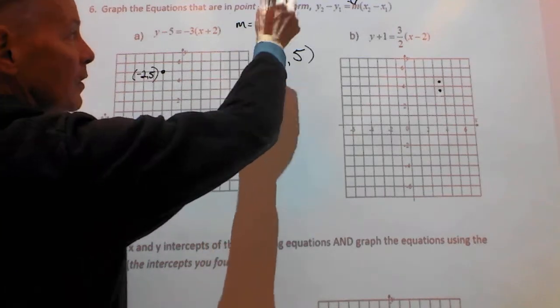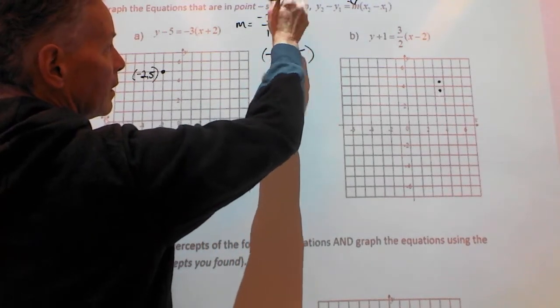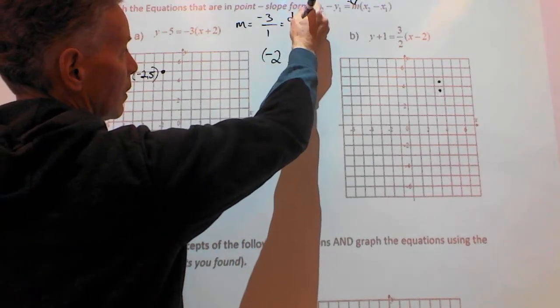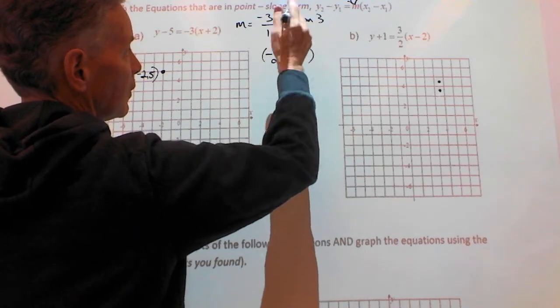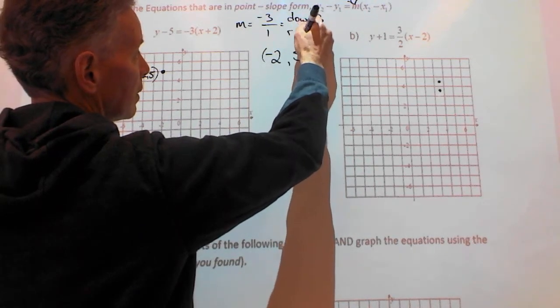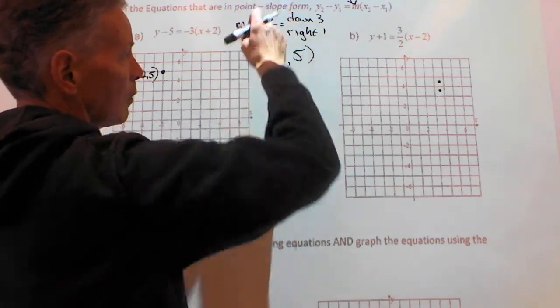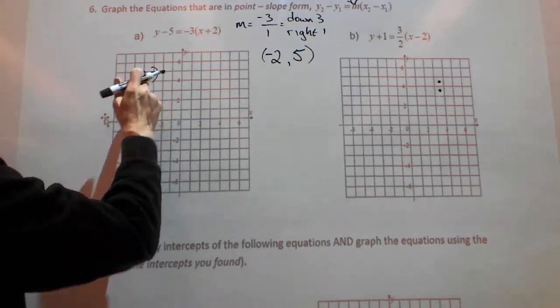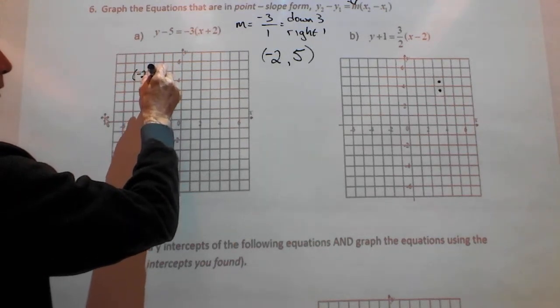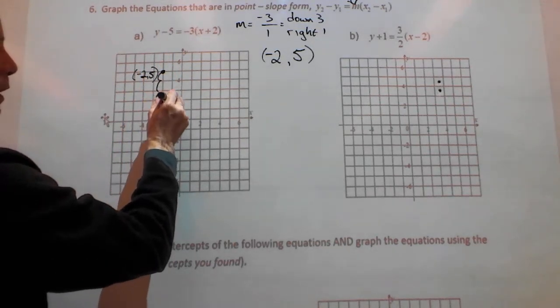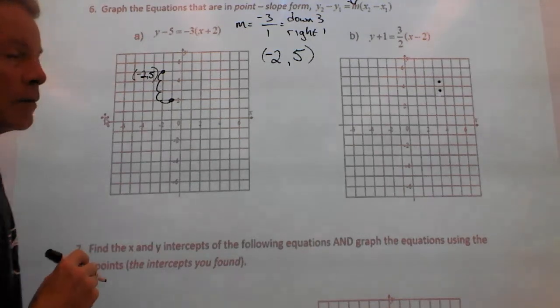And then you use the slope. Again, -3 means you're going to go down 3. +1 means you're going to go right 1. Remember, this is the x on the bottom and the y on top. So from here, you have to go down 3, 1, 2, 3, and then you go right 1. That gives you your second point.